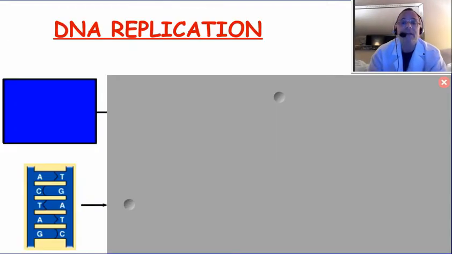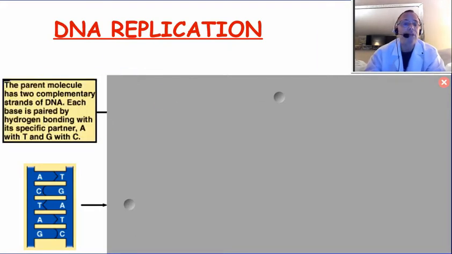So on this slide, I'm asking that you regularly pause to read through it because I'm going to be going through it rather quickly. So the parent molecule has two complementary strands of DNA. Each base is paired by the hydrogen bonding with its specific partner, A with T and G with C.